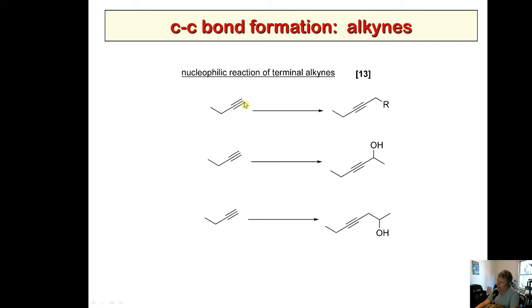But the point is that it is accessible to a base. So a base can take off the proton, and then you can attack an electrophile and make an alkyne like this. The other thing you can do is rip off the proton and then attack something else. What are we attacking in this case? Which electrophilic functional group are we attacking?